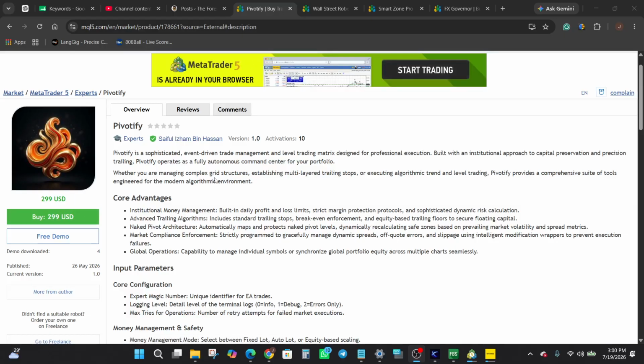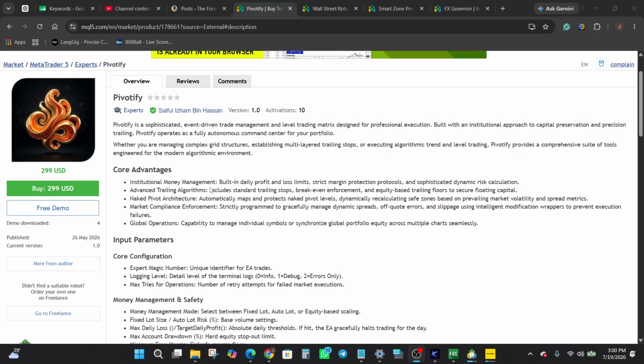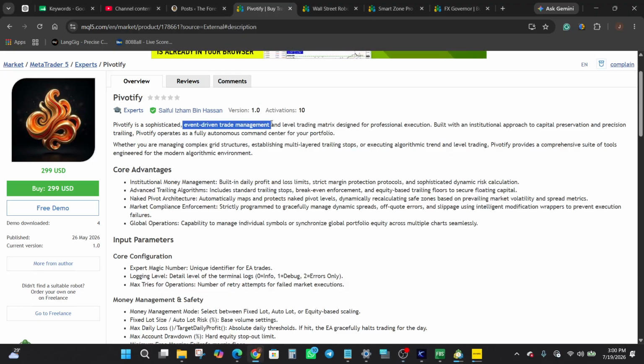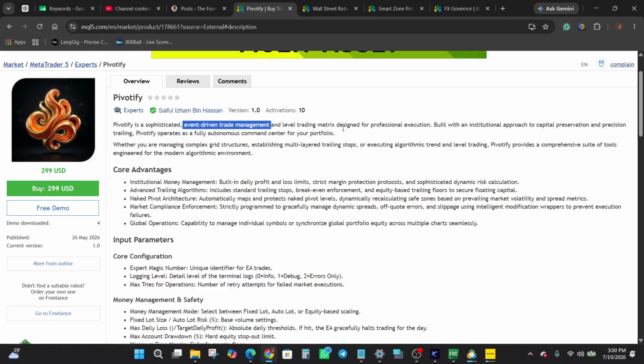Now, scrolling into the description, this is described as an event driven trade management system. All right, and it is built around a matrix of triggers rather than something that generates its own market entry signals. Okay, the listing frames it as a command center for managing positions, trailing stops, and account level risk conditions.